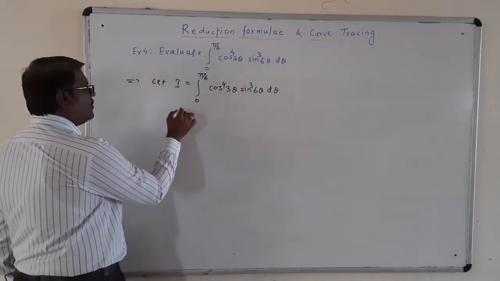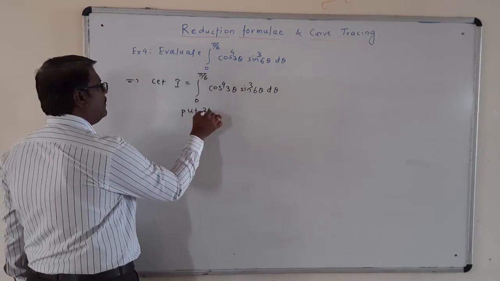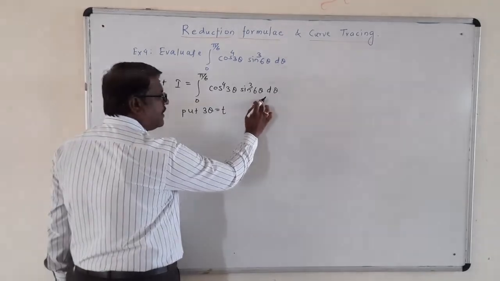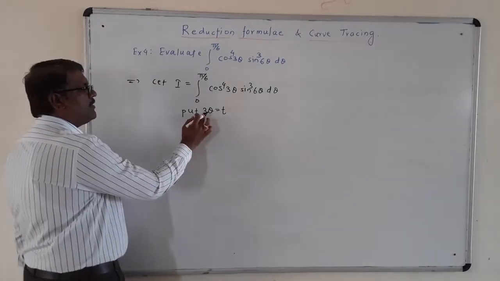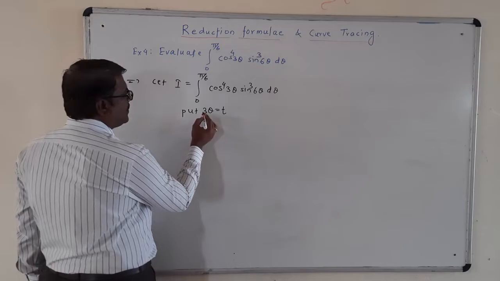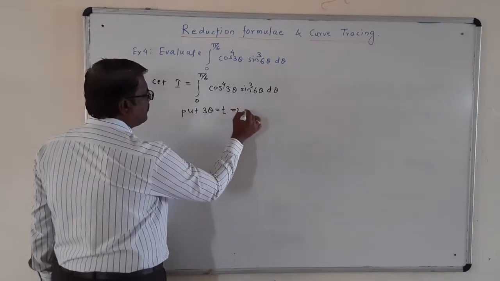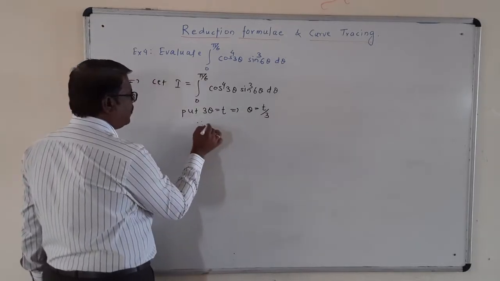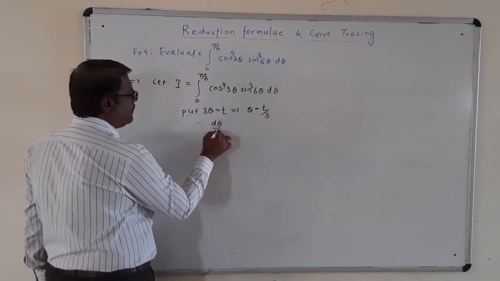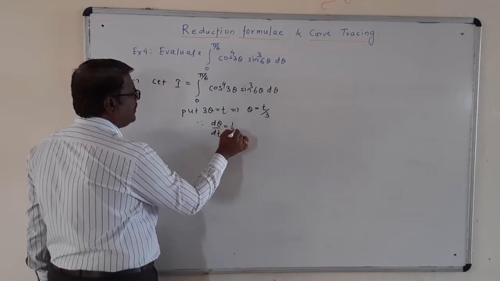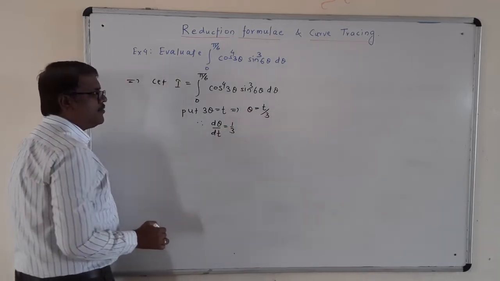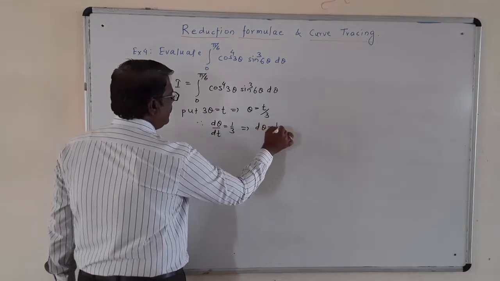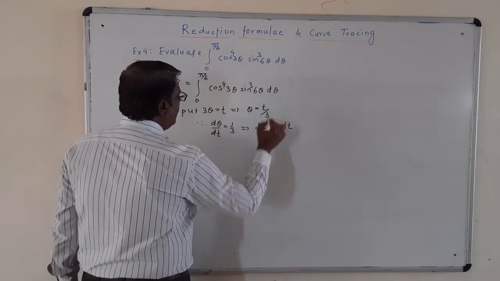Now substitute 3 theta is equal to t. So here it is 3 theta, here it is 6 theta. So the least multiple angle is 3 theta. So substitute 3 theta is equal to t. This implies theta is equal to t by 3, and therefore d theta by dt is equal to 1 by 3 into derivative of t with respect to t, which is 1. So this implies d theta is 1 by 3 into dt.